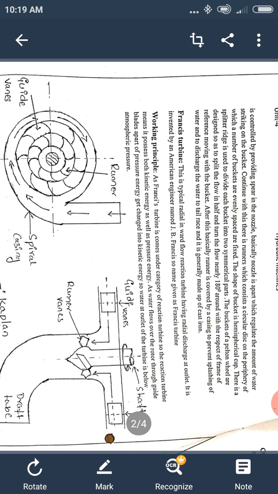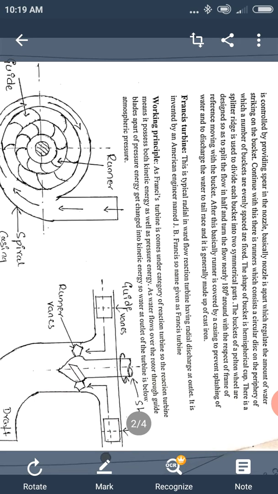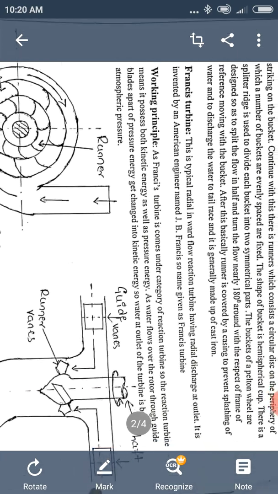The buckets of the Pelton wheel are designed so as to split the flow in half and turn the flow nearly 180 degrees with respect to the frame of reference moving with the buckets. After this, the runner is covered by the casing to prevent the splashing of water and to discharge the water to the tail race, and it is generally made of cast iron.